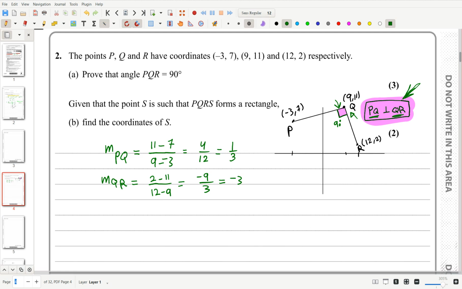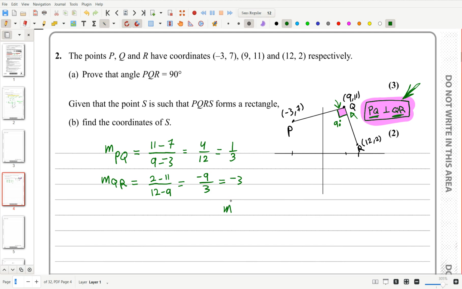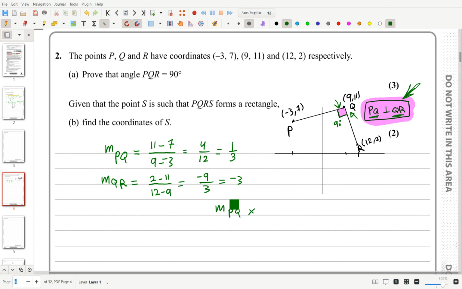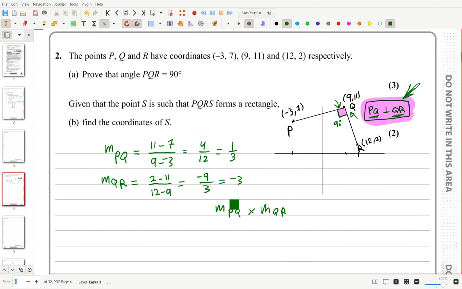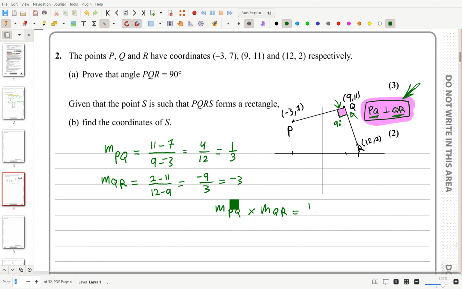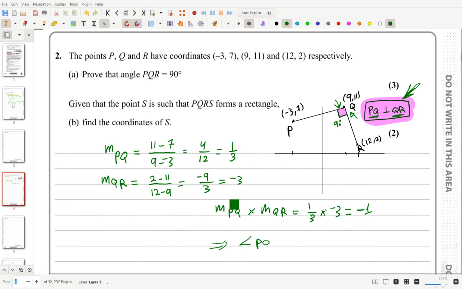Now, if the product of the slopes or gradients is -1, then the angle equals 90 degrees. So here, gradient M_PQ times M_QR equals 1 over 3 times -3, which is equal to -1. So angle PQR equals 90 degrees.